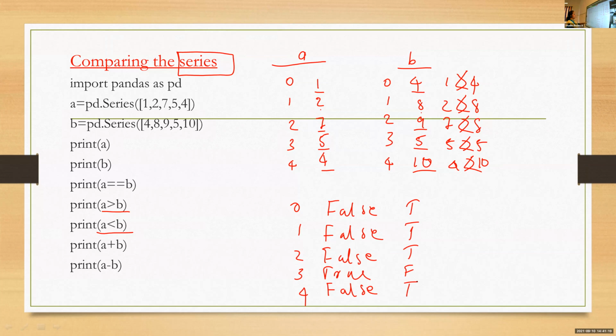Then this is A plus B. A plus B is for what? Grishma, what is the result of A plus B? 5, 10. Yeah, that is 4 plus 1, 5, 8 plus 2, 10, 9 plus 7, it is 16, 5 plus 5, 10, 10 plus 4, 14. Just write the output with index values 0 to 4, just add the contents. Also find out the result for A minus B, that is 1 minus 4, it is minus 3, 2 minus 8, it is minus 6, 7 minus 9, minus 2, just like that.